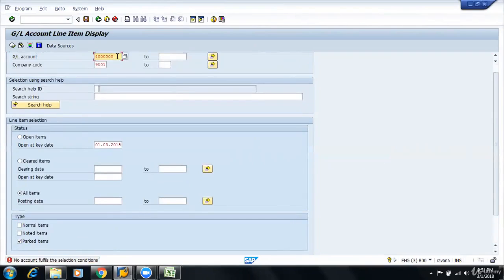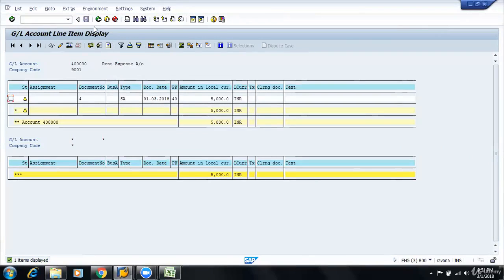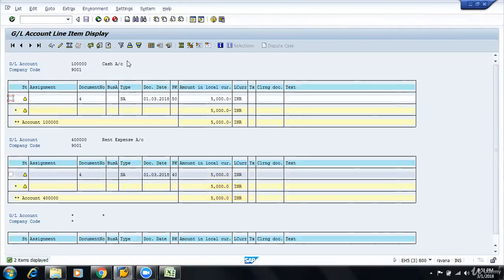Okay, 10 extra. Fine. So what do you see here? Let me also enter 1 lakh here and 4 lakh here. So I'll have two GLs to be seen here, cash and expenses. Now you see 5,000, 5,000. You may say, sir, it is impacting our books of accounts. But do you see anything strange here?